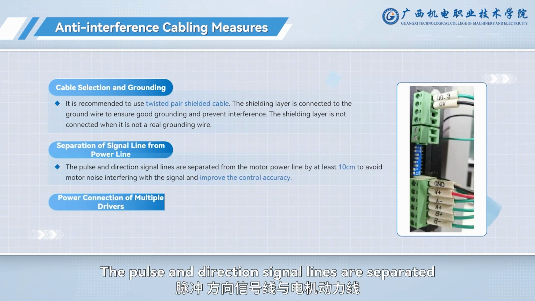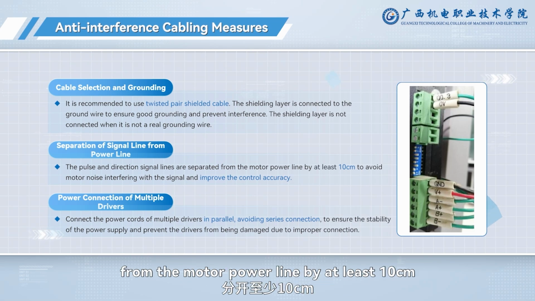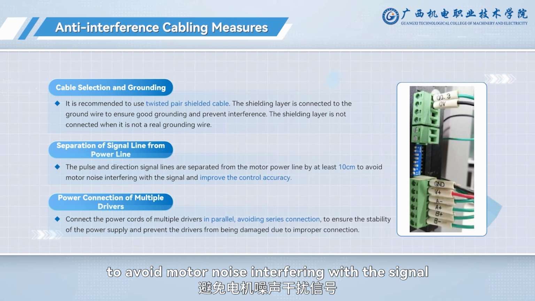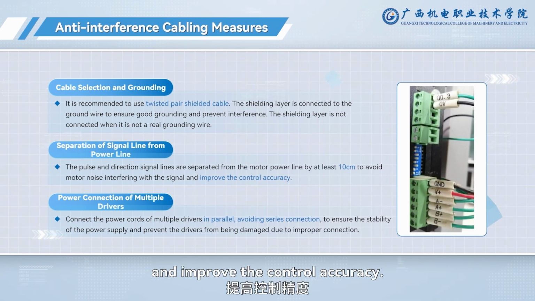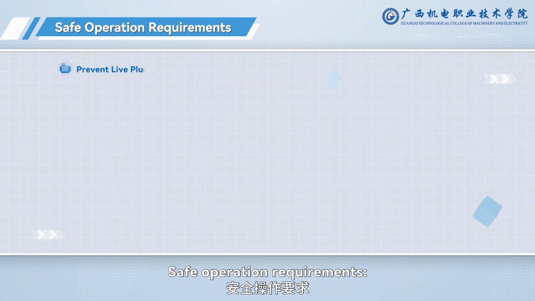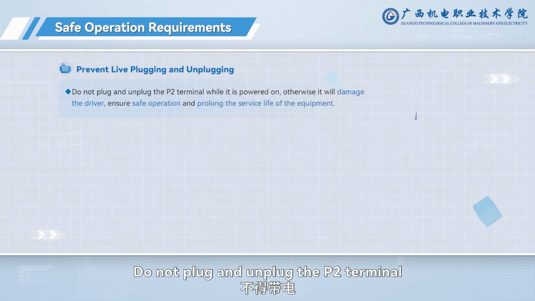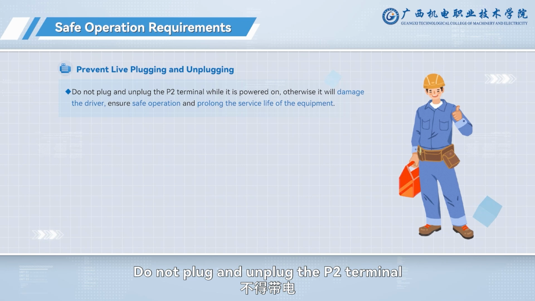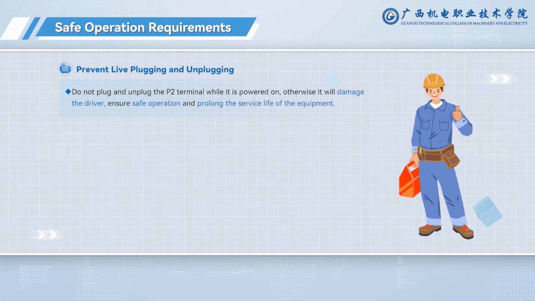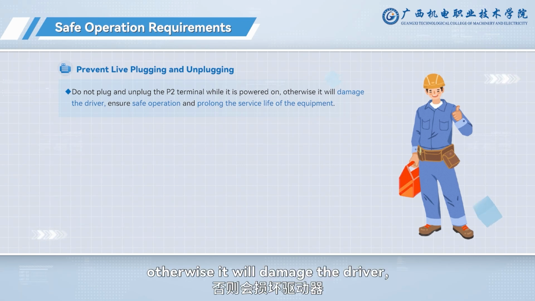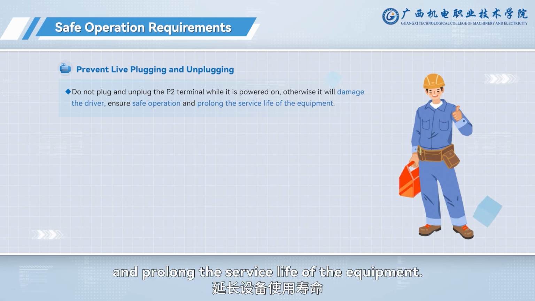The pulse and direction signal lines are separated from the motor power line by at least 10 centimeters to avoid motor noise interfering with the signal and improve the control accuracy. Safe operation requirements. Do not plug and unplug the P2 terminal while it is powered on, otherwise it will damage the driver. Ensure safe operation and prolong the service life of the equipment.